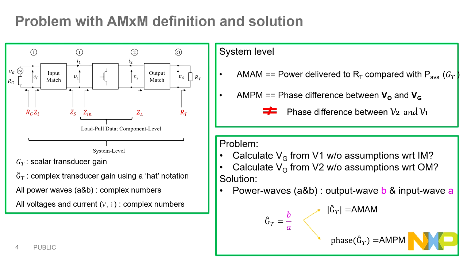So the solution to that is we introduce the so-called power waves, the A and B waves: the output wave B and the input wave A. You take the ratio of B over A, and we call it the complex transducer gain, using the little hat notation. The amplitude of G_T is AM-AM, and the phase of G_T is AM-PM.